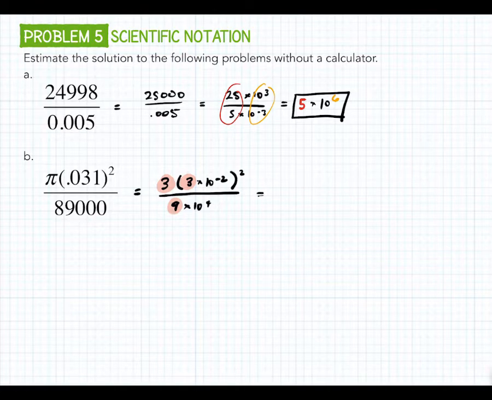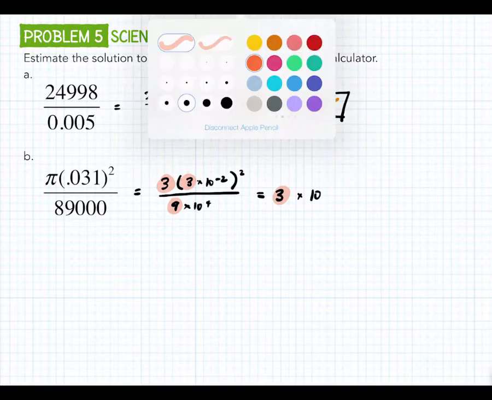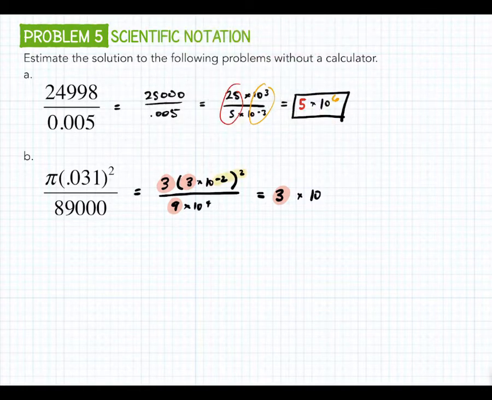So if we do that, we end up with 3 times 9, right? Because it's 3 squared. So 3 times 9 divided by 9. What do we got? 3. So that's going to be 3, times 10 to the, okay, this is where it gets a little bit tricky. So the first thing we want to do is this part.